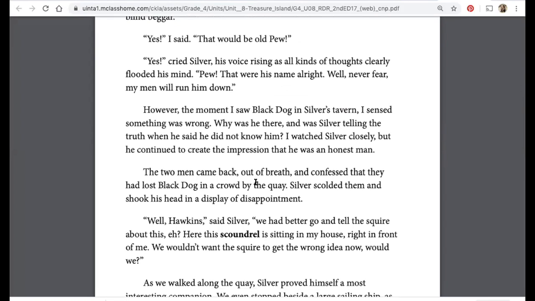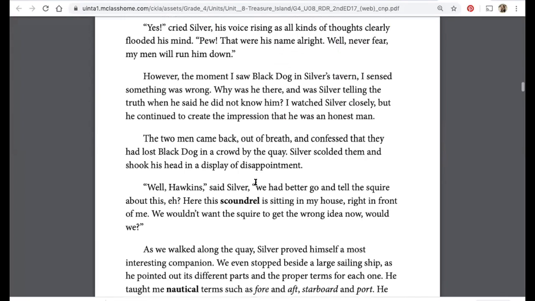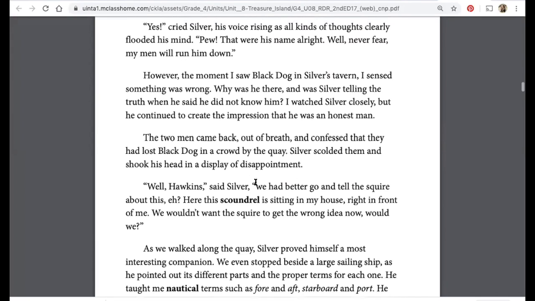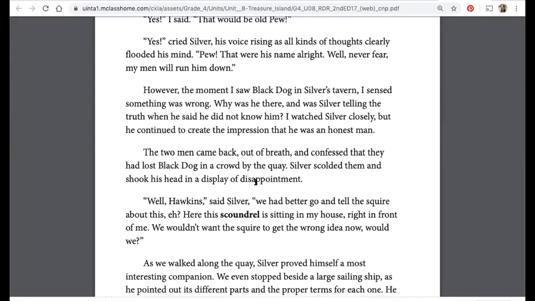However, the moment I saw Black Dog in Silver's tavern, I sensed something was wrong. Why was he there, and was Silver telling the truth when he said he did not know him? I watched Silver closely, but he continued to create the impression that he was an honest man. The 2 men came back out of breath and confessed they had lost Black Dog in a crowd by the quay. Silver scolded them, meaning he got angry at them, and shook his head in a display of disappointment.